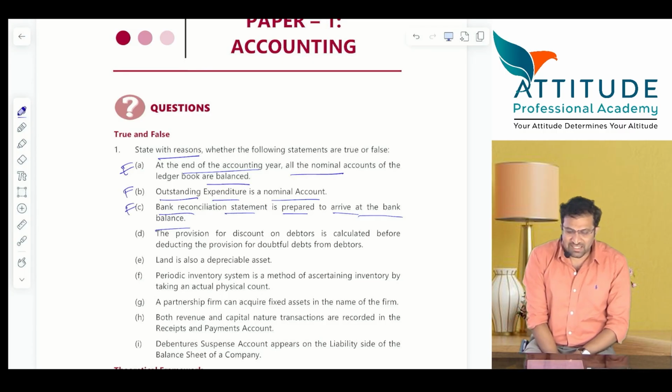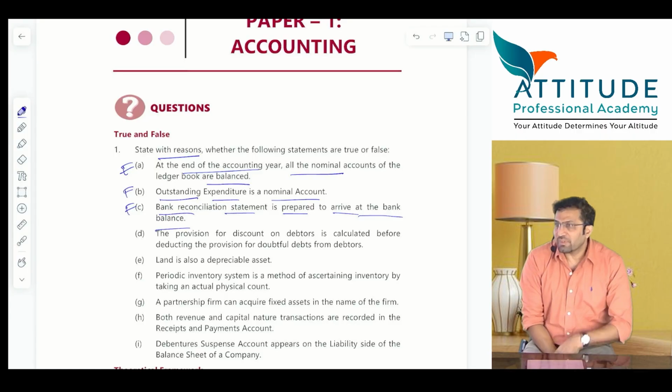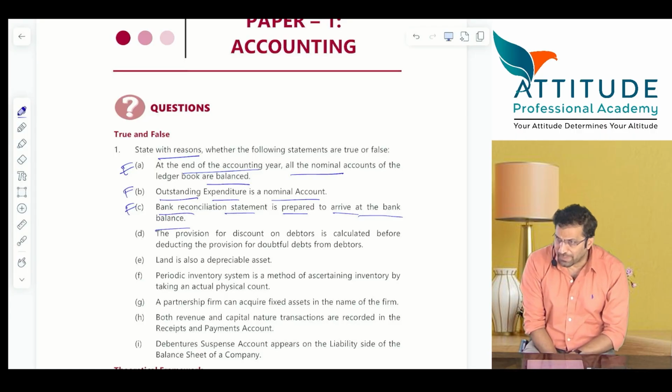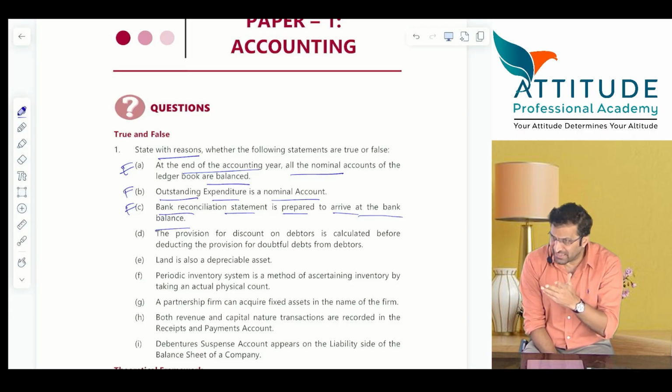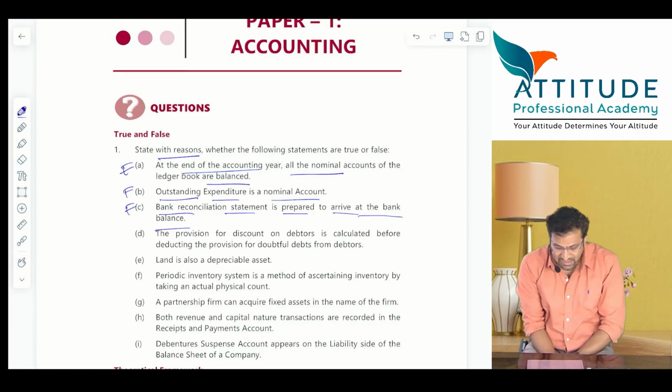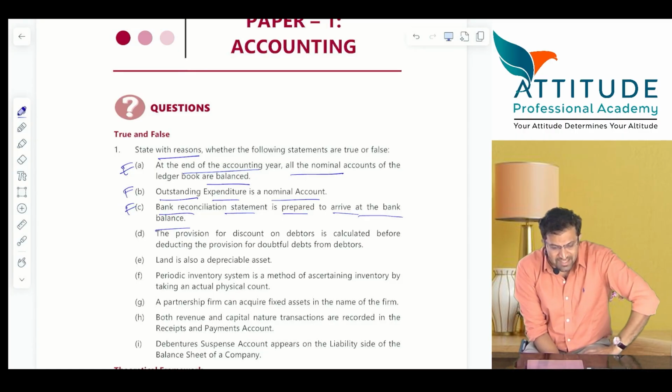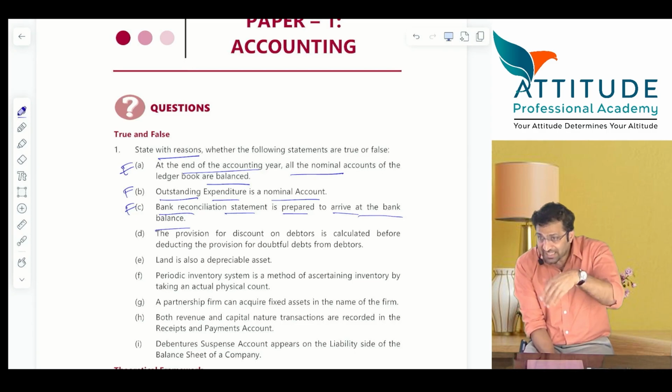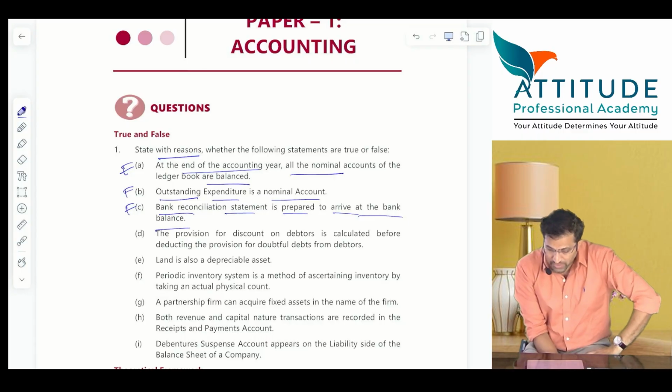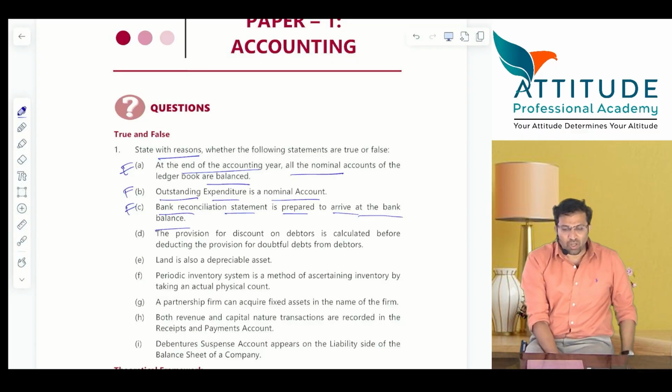Right there. BRS is prepared. Fast. Practice is very important. This is practice. BRS is prepared to reconcile. Not only to reconcile, it also explains the difference. To reconcile and explain the causes of difference.